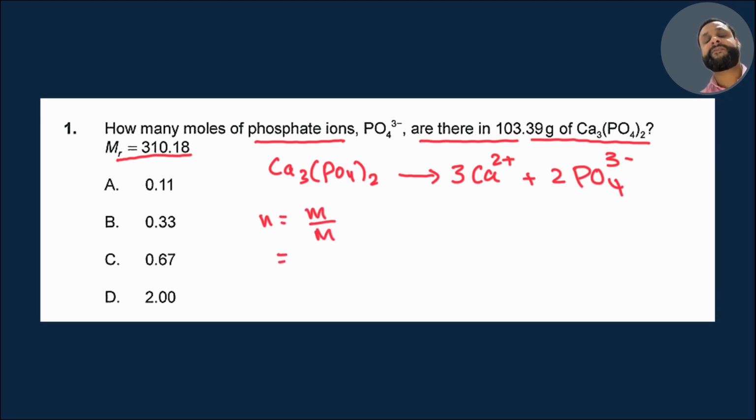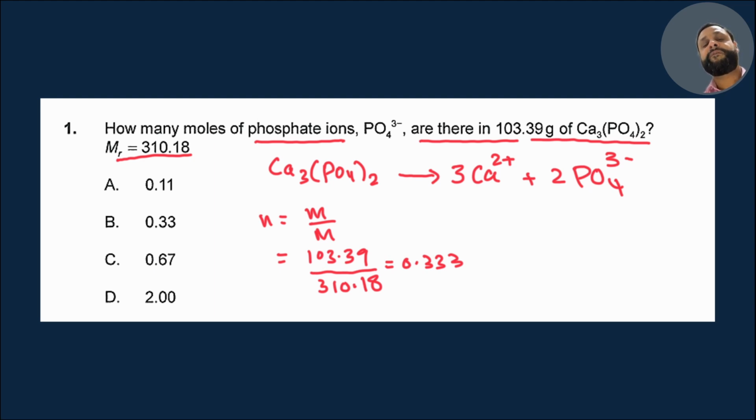The mass given for calcium phosphate is 103.39, divided by the molar mass, which is 310.18. If I solve this, this will give me 0.333 moles of calcium phosphate. But we have to work with the moles of phosphate ions.